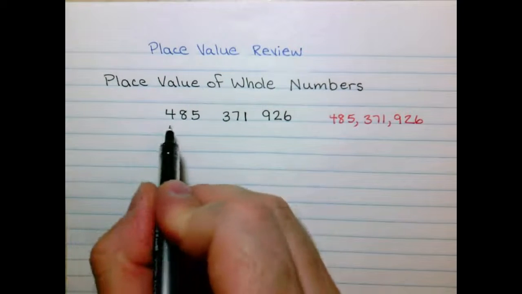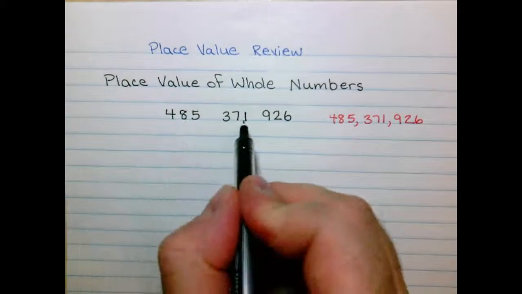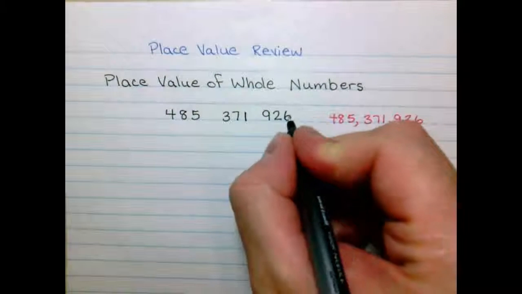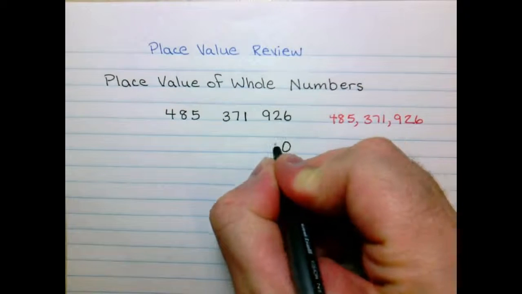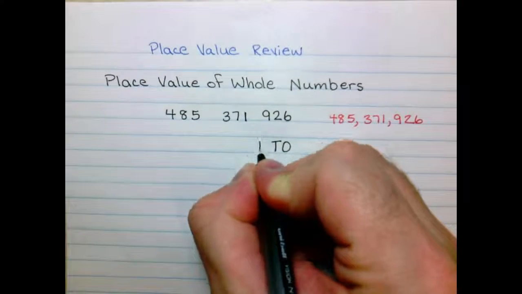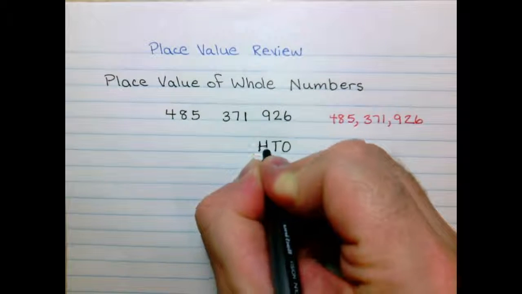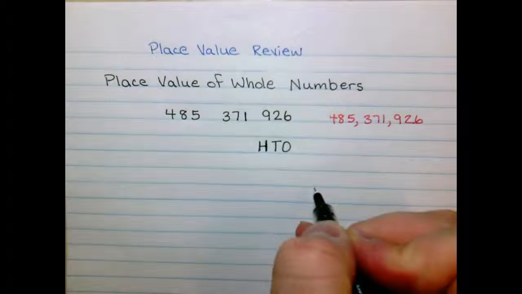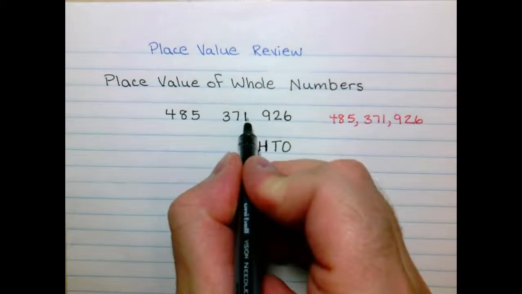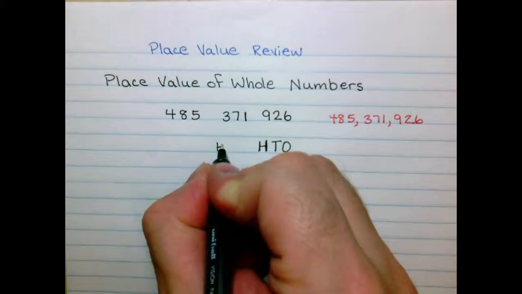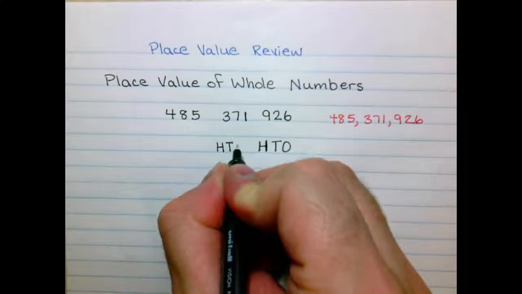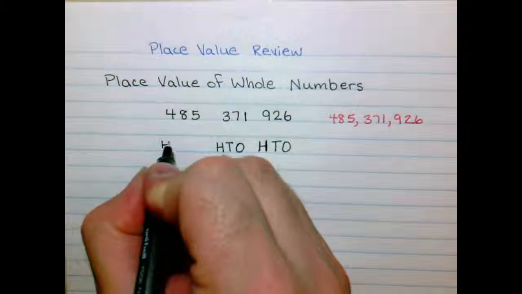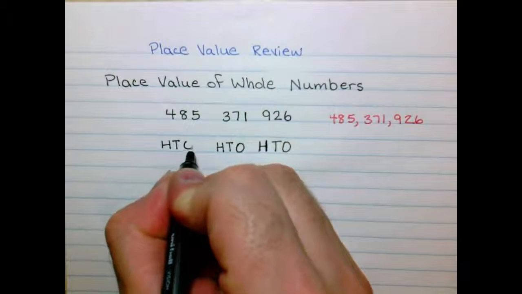So let's go back and look at this number, 485,371,926. What do these numbers mean? Well, in this case, the 6 means ones, the 2 means tens, and the 9 means hundreds. So it's a group of 3 numbers, and we've got hundreds, tens, and ones. An interesting thing happens once we get to the next 3 numbers. This 3 still means hundreds, the 7 means tens, and the 1 means ones. Same thing with the 4, the 8, and the 5: hundreds, tens, and ones.